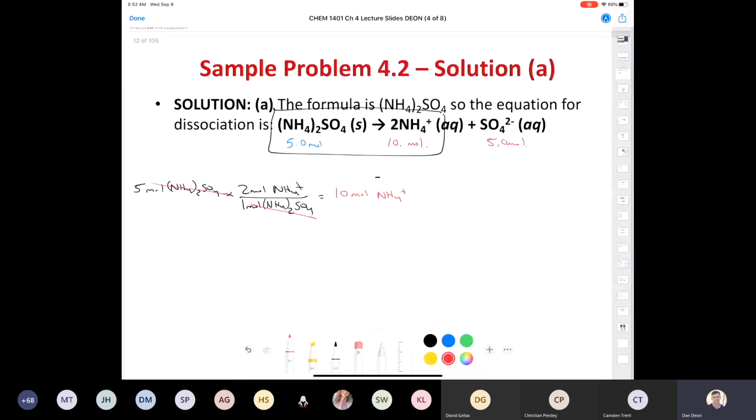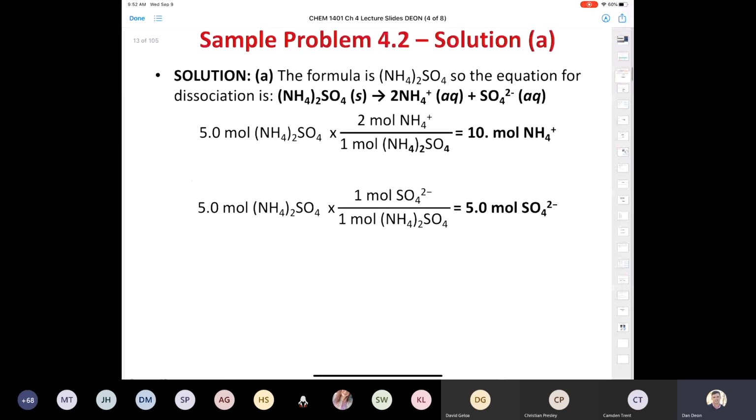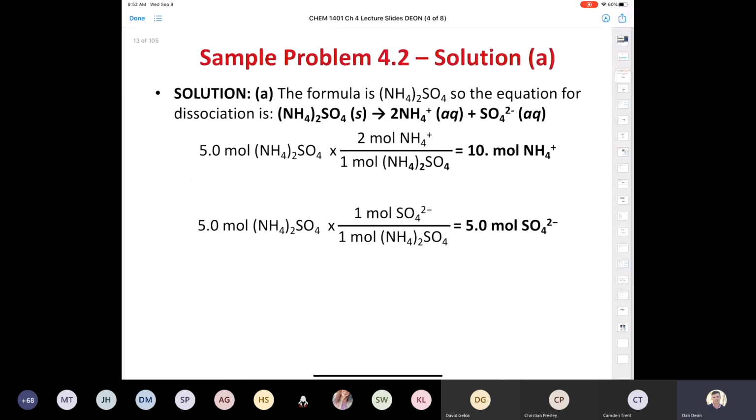We do the exact same exercise for the second one. I start out with 5 moles of ammonium sulfate. I multiply that by a conversion factor of 1 to 1. And I have that solved over here. And so you can see that you form 10 and 5 moles of ammonium ions and sulfate ions, respectively. Give me a thumbs up if you follow me thus far. Ionic compounds dissociate into aqueous ions. You have to understand that ionic compounds are made of cations and anions. Yes, no, toaster? All right.